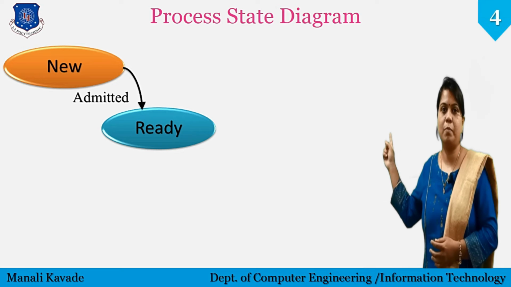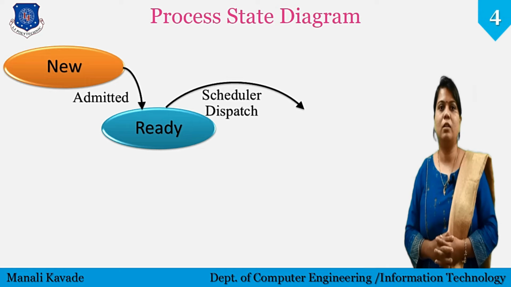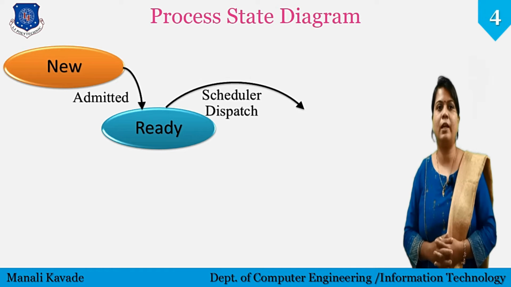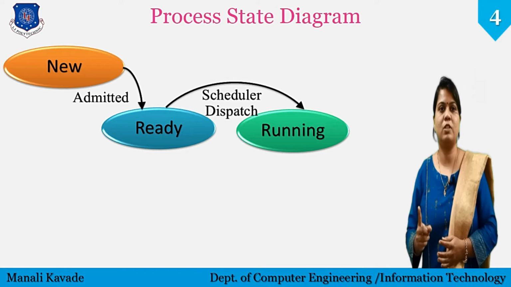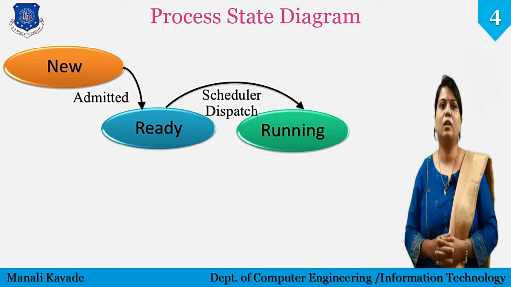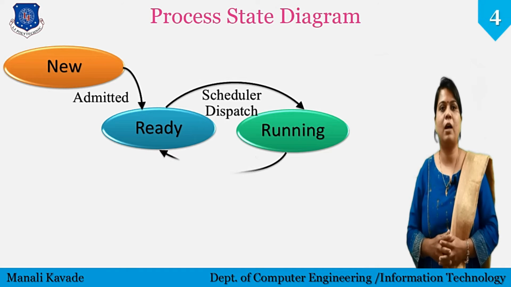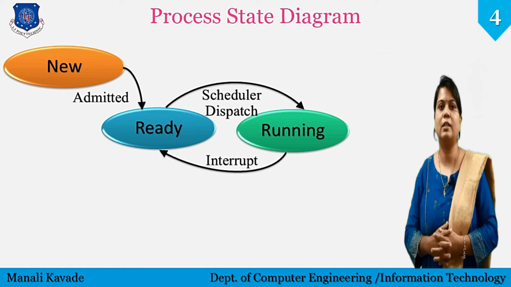Whenever process gets the CPU or processor, scheduler dispatch will occur and that particular process will enter into running state, as you can see over here. In this state, only one process can be present at any instance of time. If any kind of interrupt occurs or time allocated to a process is expired, that is scheduler timeout occurs, at that time the process will enter into the ready state.